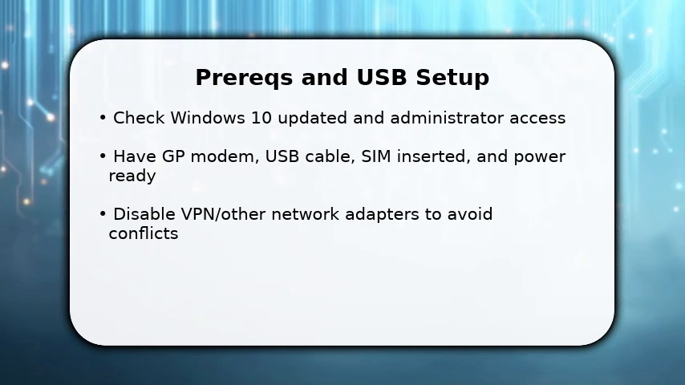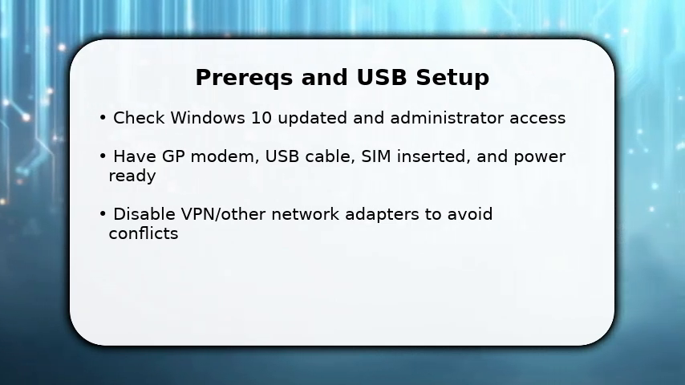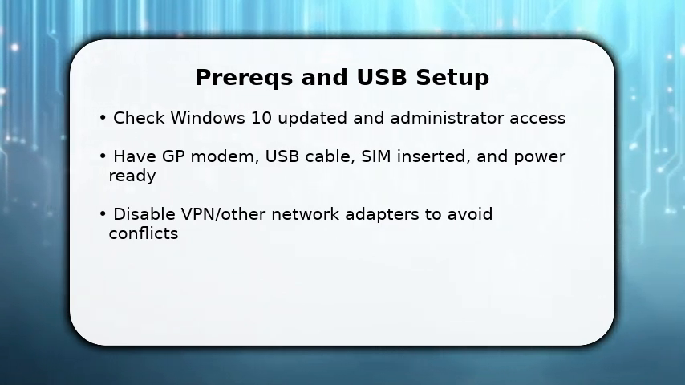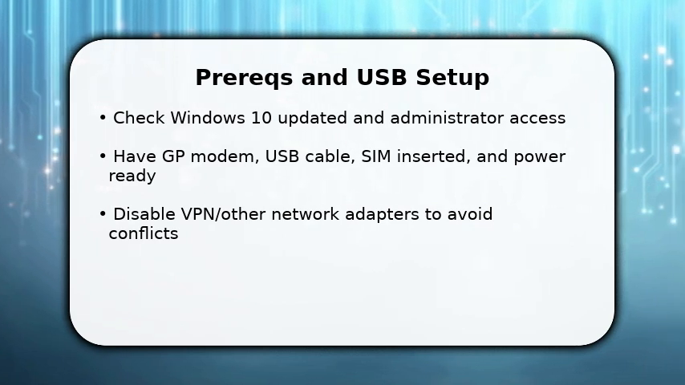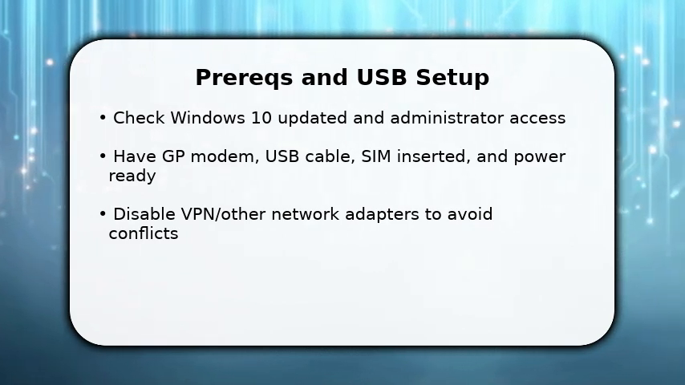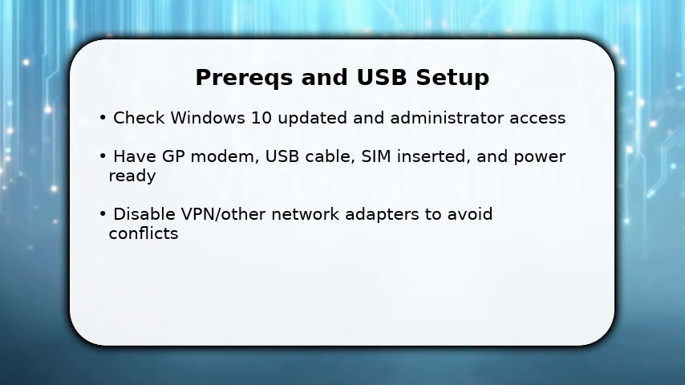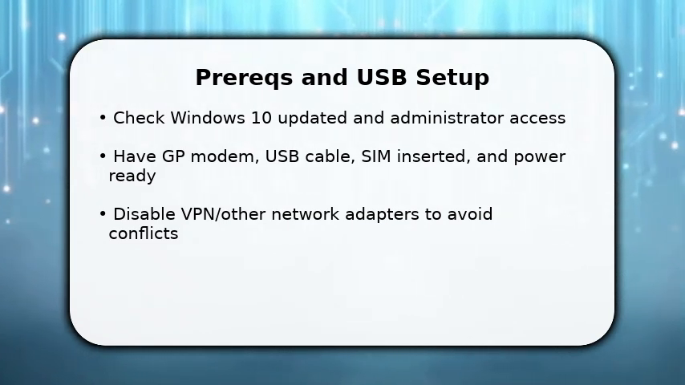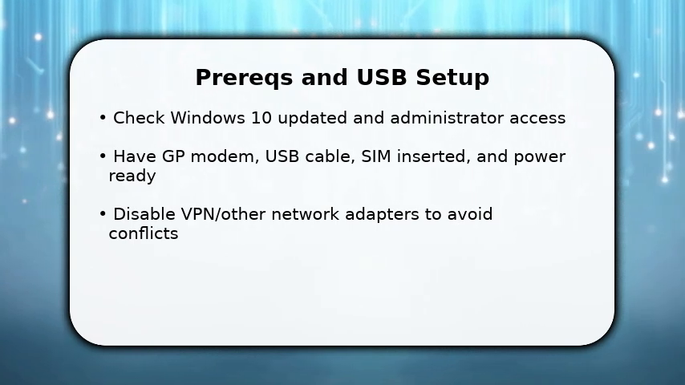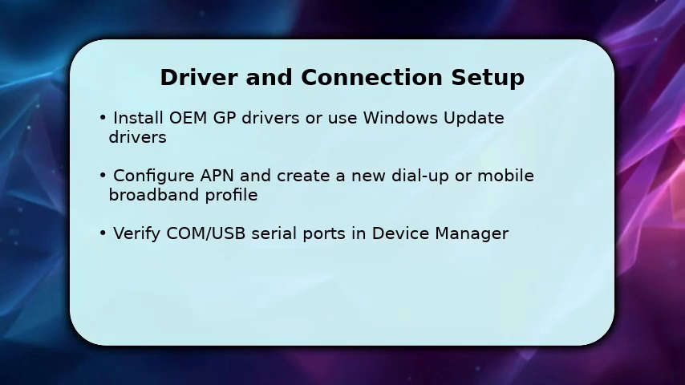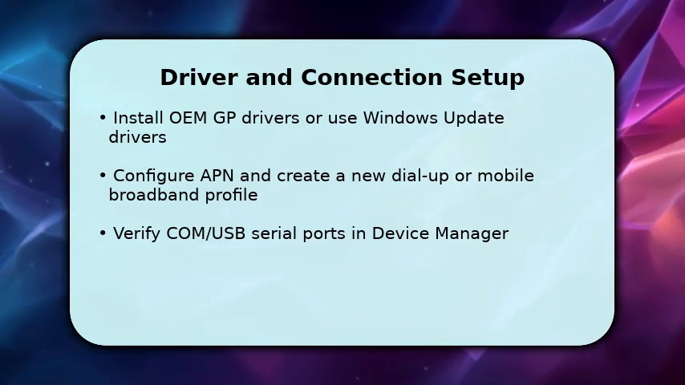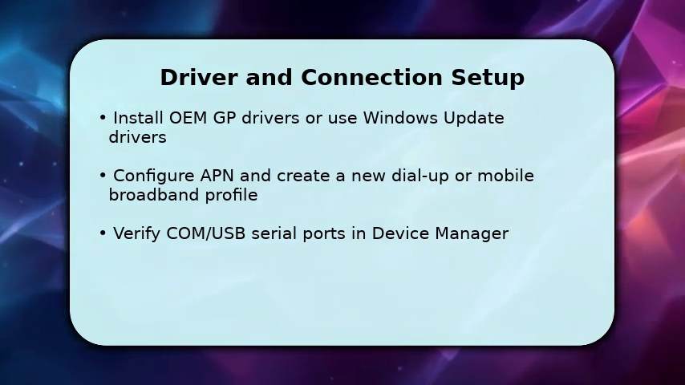If drivers don't install automatically, open Device Manager and locate unknown device. Right now, make sure background VPNs and other network adapters are disabled so Windows focuses on the modem. This prevents driver assignment conflicts and speeds up the next step. Once the device appears, install the GP modem's official drivers or let Windows Update fetch compatible drivers. This ensures proper USB serial recognition.